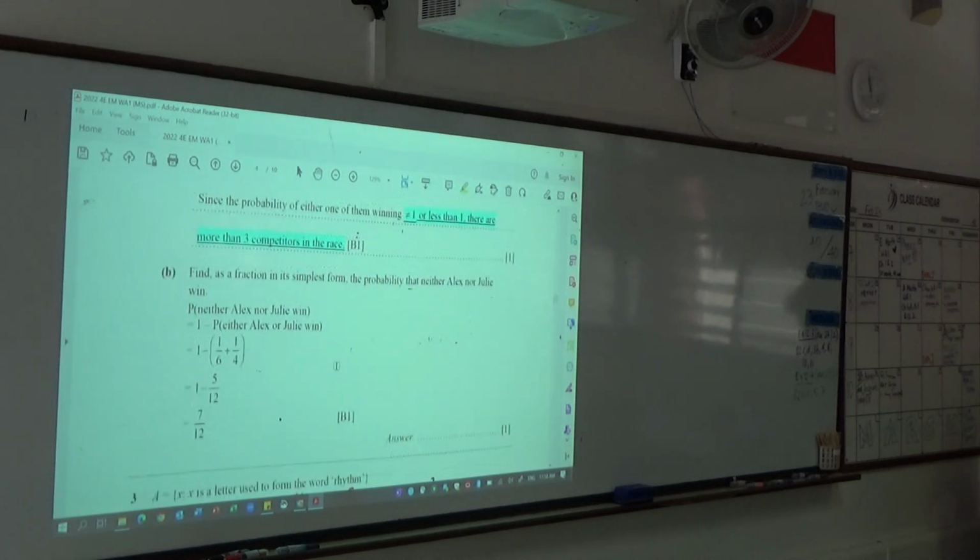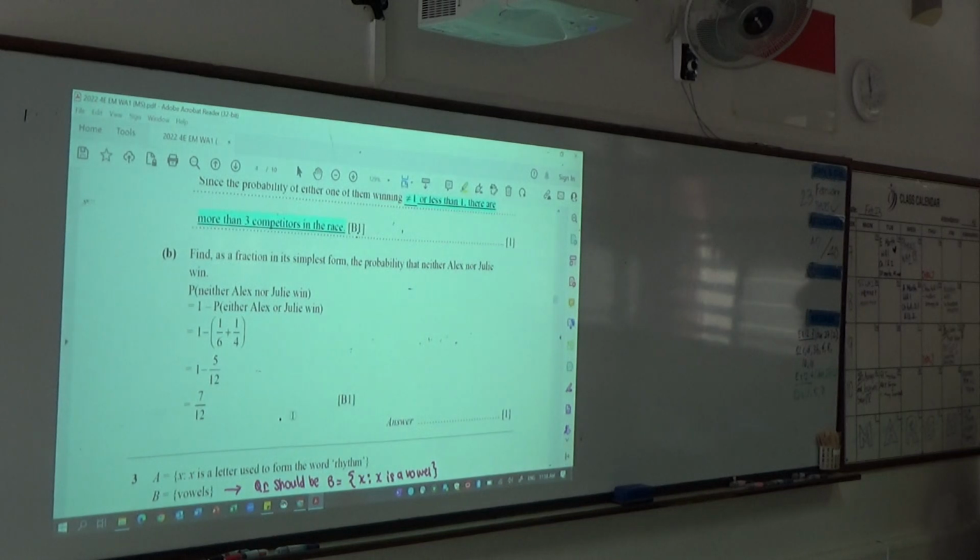Next, part B. To find the probability that neither Alex nor Julie wins, it is a situation of 1 minus the probability of either Alex or Julie winning. Apparently part B was not that well done. A number of you did not get the marks over here, because I think with the words neither and nor, you cannot quite understand the question very well.